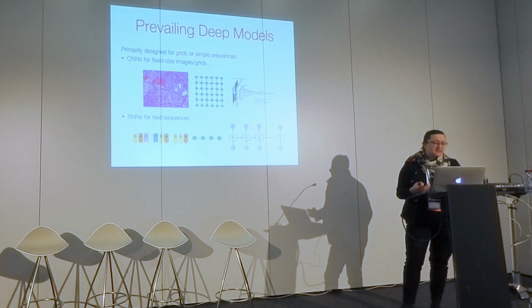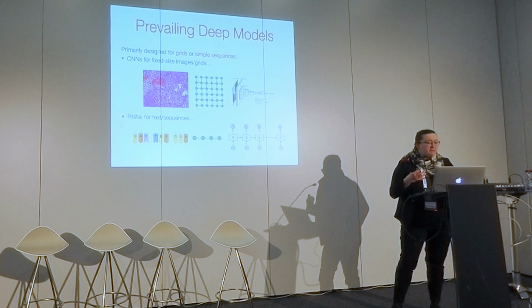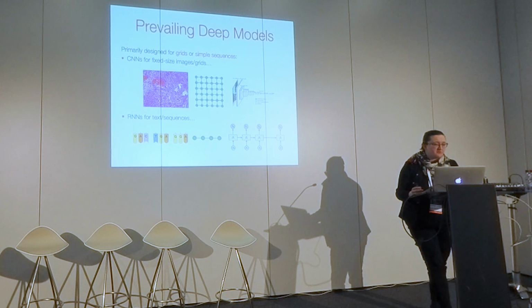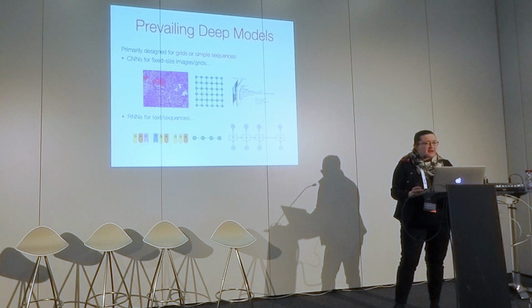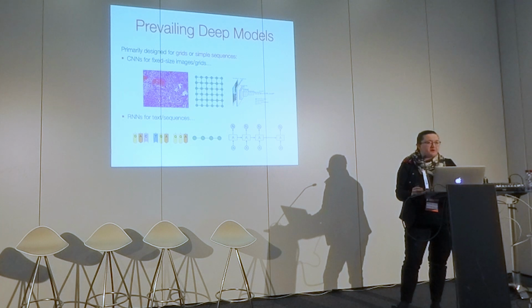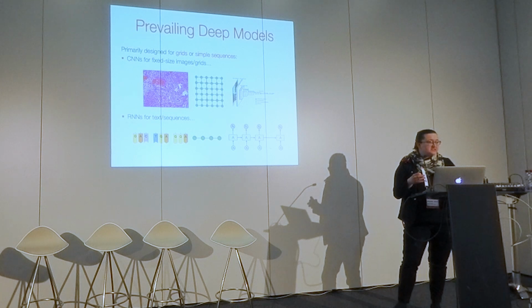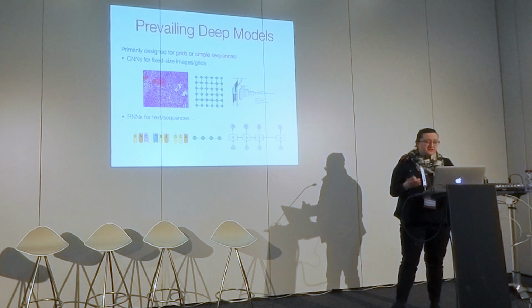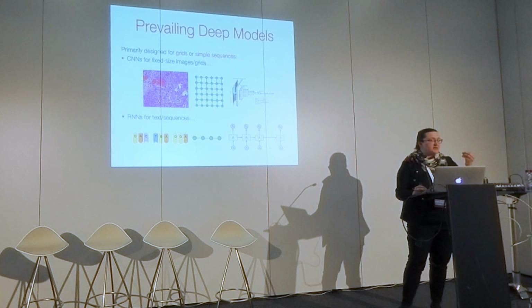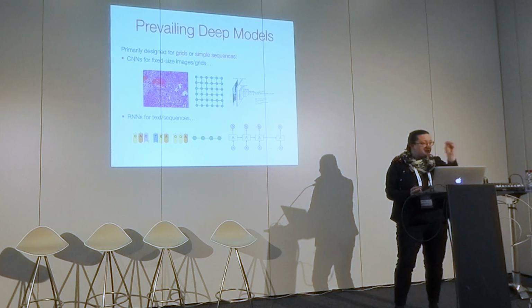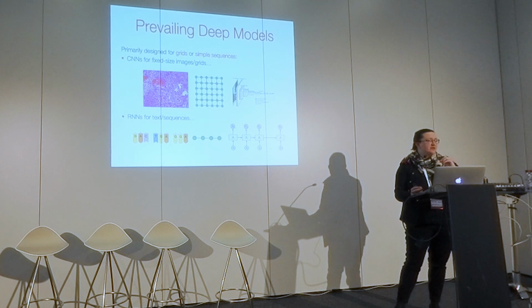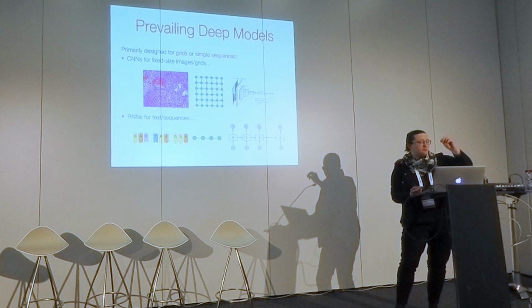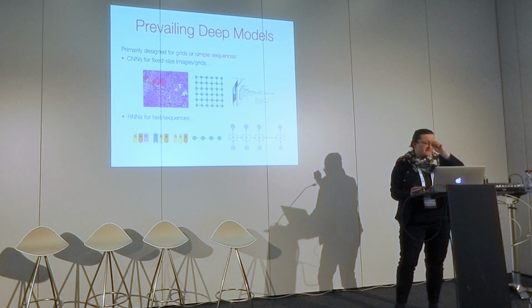What I mean by that is that prevailing deep models are primarily designed for grids or simple sequences. Many of you are probably familiar with convolutional neural networks and many of their variants, which are primarily designed for fixed-size images or grids, where you can think of every pixel being a point or a node in our network, and that pixel has exactly 4 neighbors: the pixel to the top, bottom, left, and right.